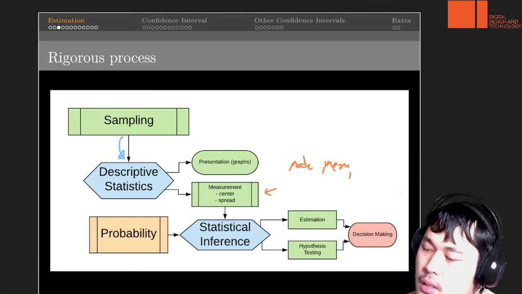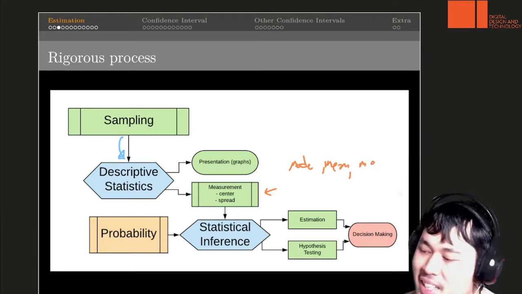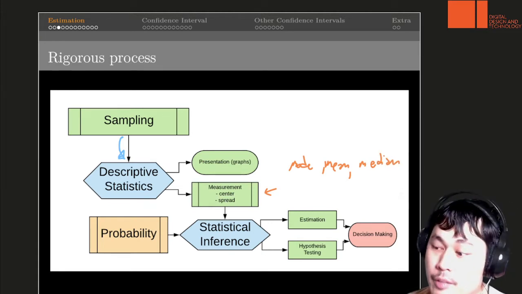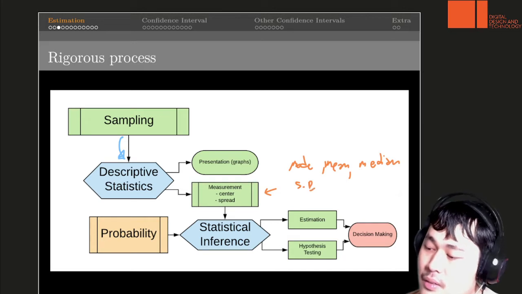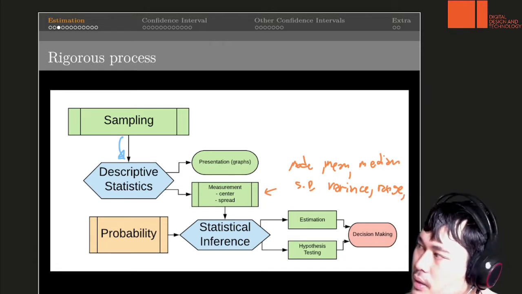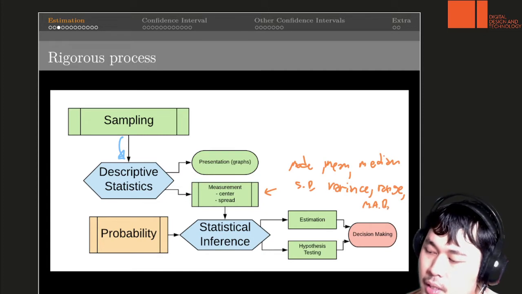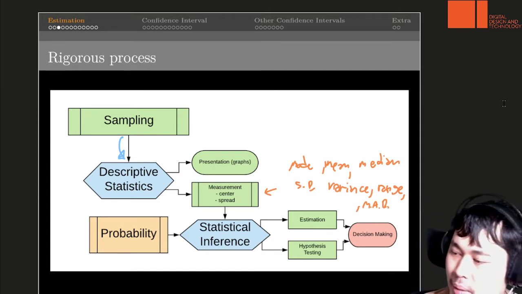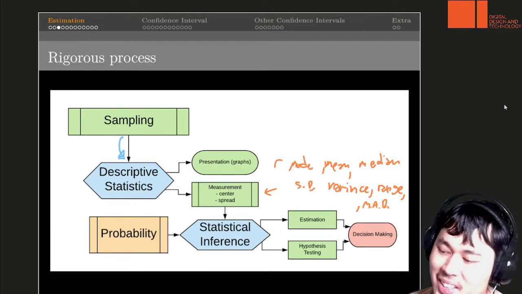And then we can use the center and the spread: the mode, find the mean, find the median, the 3 M's, and also find the spread, like standard deviation, variance, maybe the range, the MAD, mean absolute deviation, and there are lots of things you can find. But in practice, you can just do that.